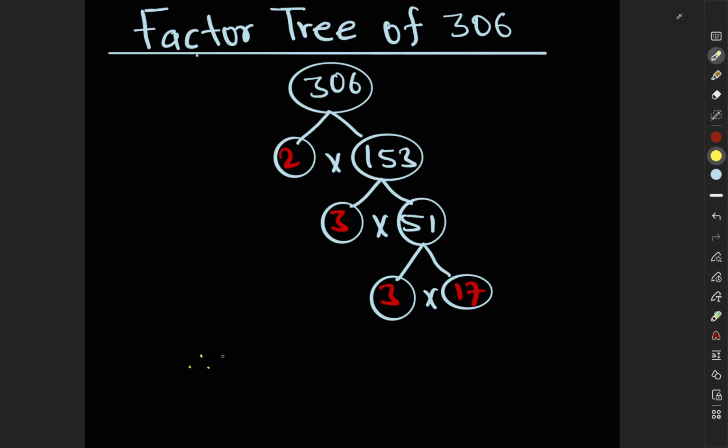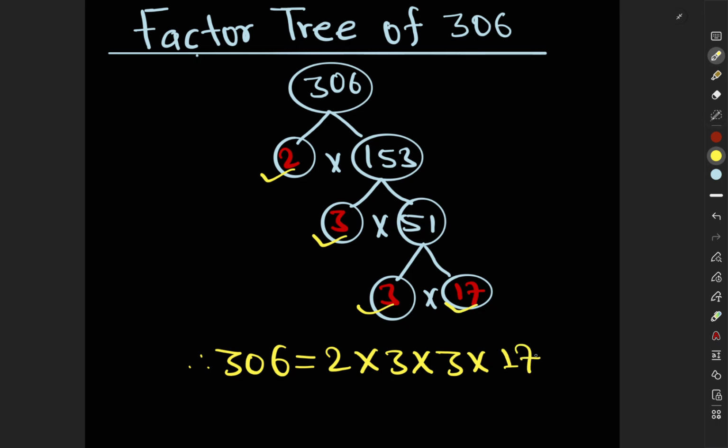So we can write 306 is equal to product of all these prime numbers, that is 2 times 3 times 3 times 17.